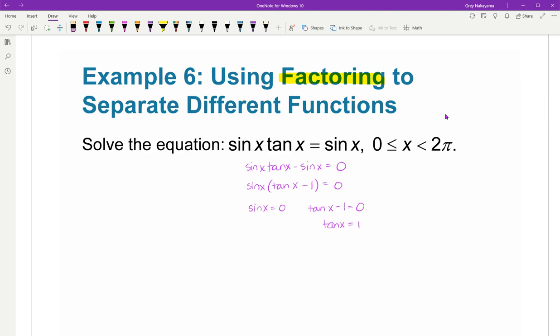And so, where is the sine 0? Sine is 0 at 0 and at pi. And where's the tangent 1? At pi over 4 and 5 pi over 4. So those are my answers.